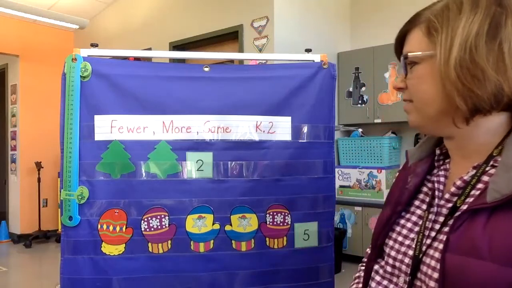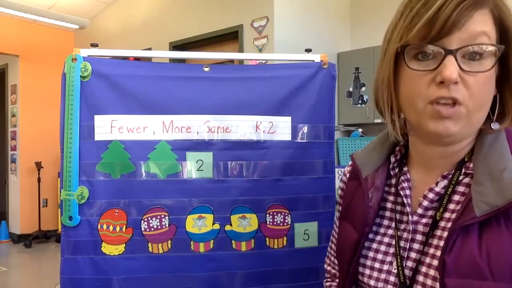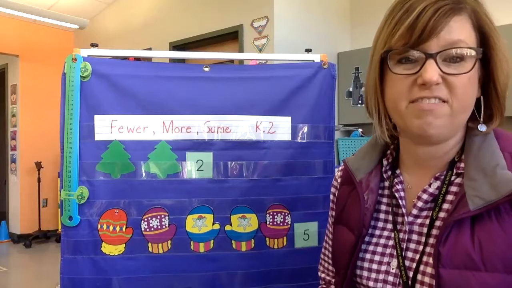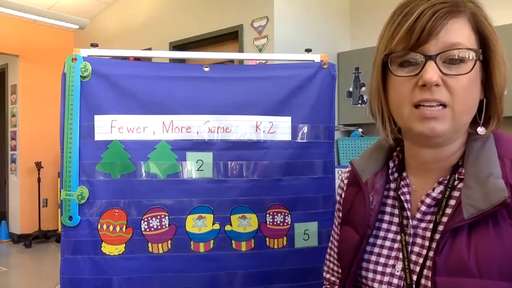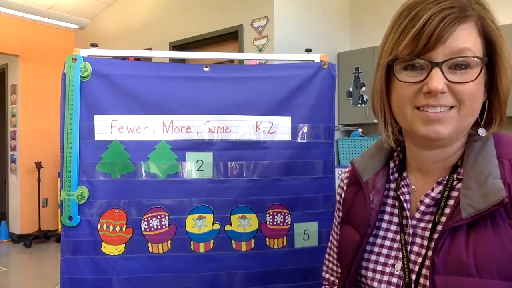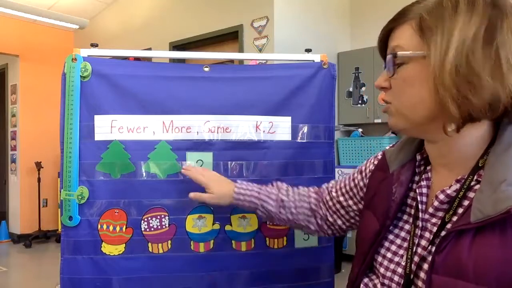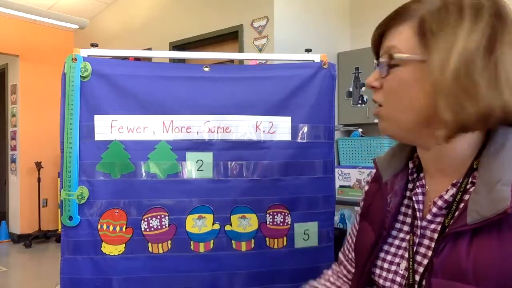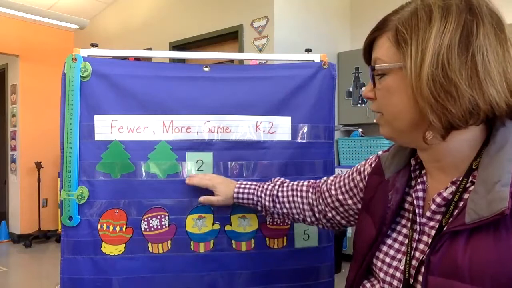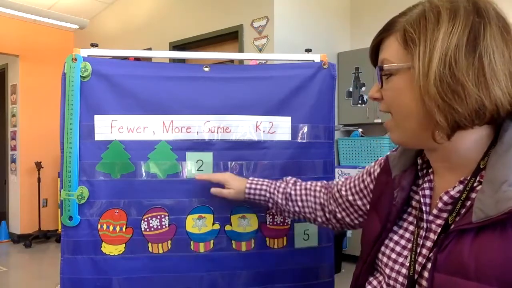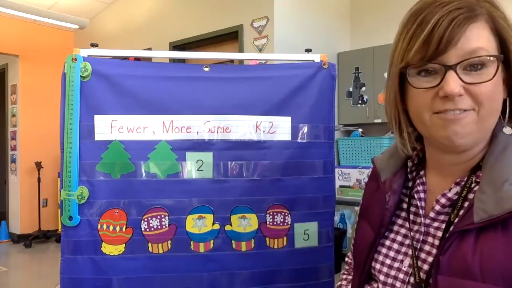So which one of these sets has fewer? There are fewer of these than the other. Which one has fewer? Okay, if you said Christmas trees, you are correct, because I only have 2, and 2 is fewer than 5.